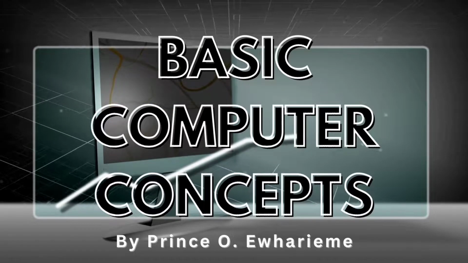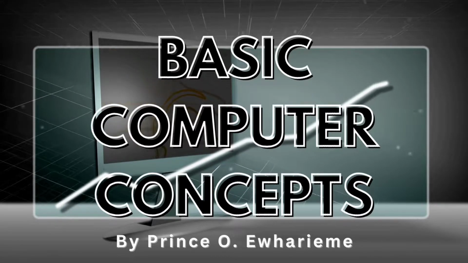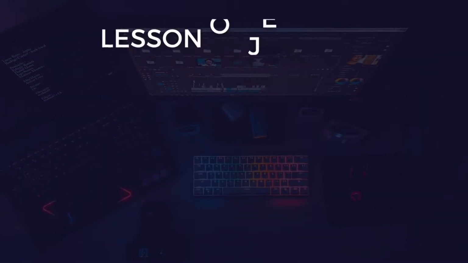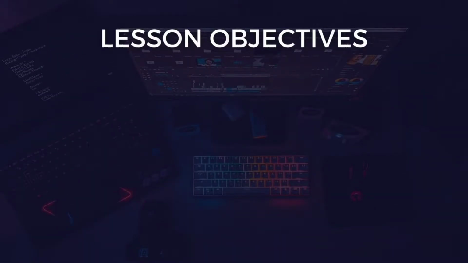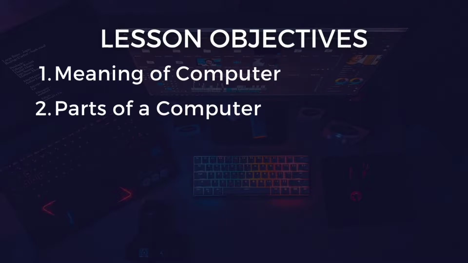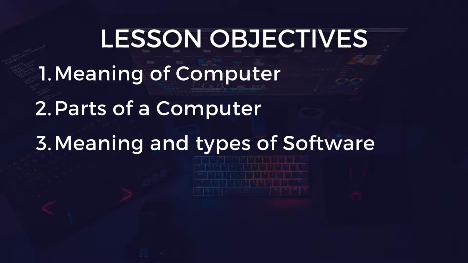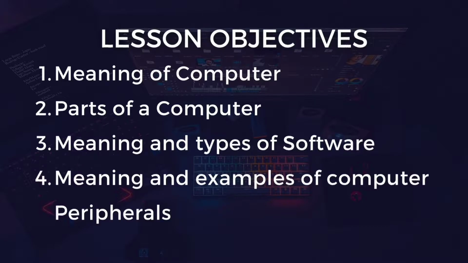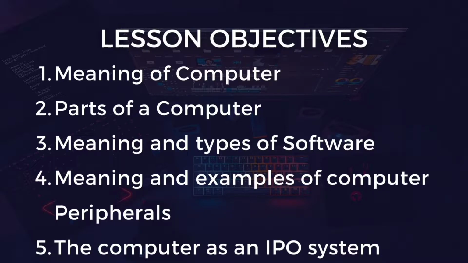Alright, basic computer concepts is the topic for today. Now in this lesson, what are we going to be learning? First of all, we shall know the meaning of the computer. Then after that, we'll talk about the various parts of the computer. Then we'll look at the meaning and types of software. Then we shall proceed to find out the meaning and examples of computer peripherals. After which, we'll look at the computer as an IPO system.